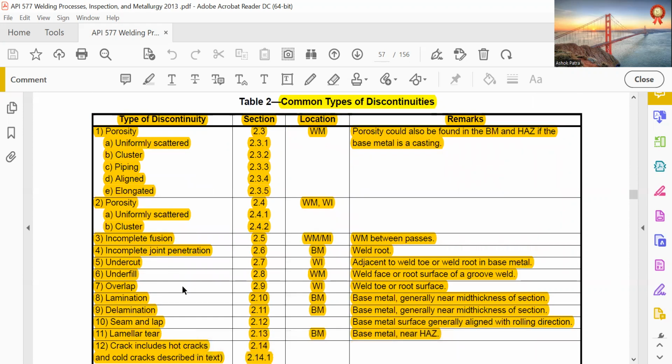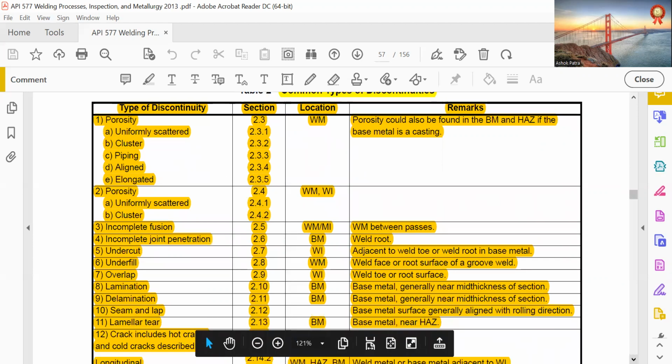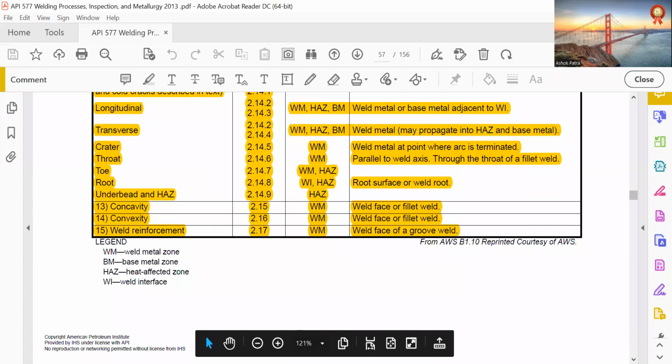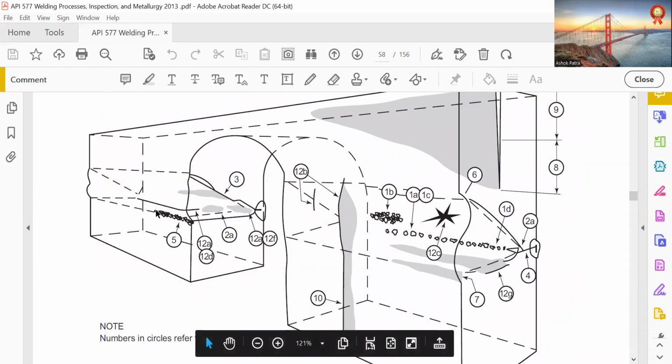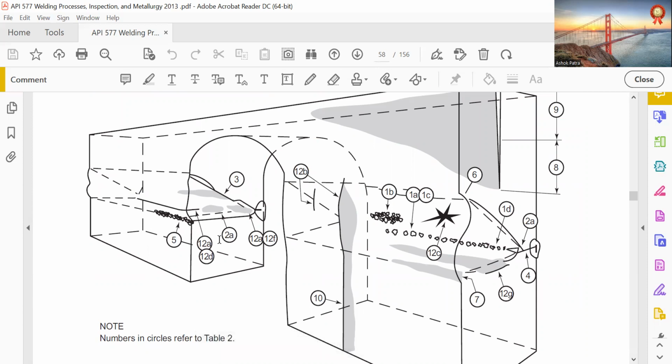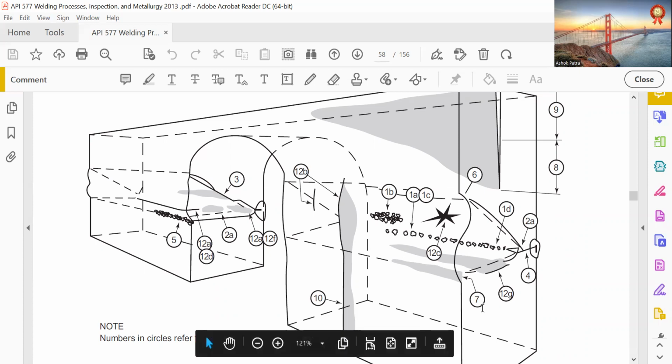5 is undercut, underfill. 5, 6. They're not representing very good. 5, 6. Here, underfill. Okay.